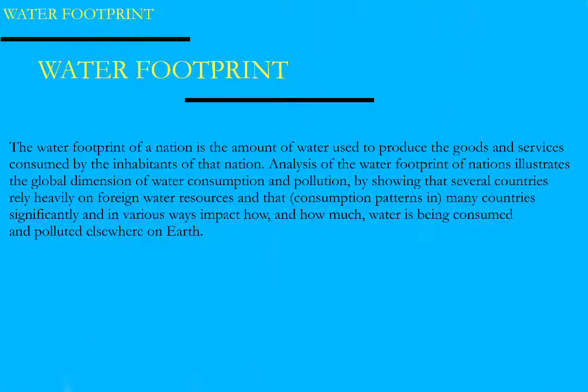The water footprint of a nation is the amount of water used to produce the goods and services consumed by inhabitants of that nation. Analysis of the water footprint of nations illustrates the government dimension of water consumption and pollution by showing that several countries rely heavily on foreign water resources and that many countries significantly and in various ways impact how and how much water is being consumed and polluted elsewhere on Earth.